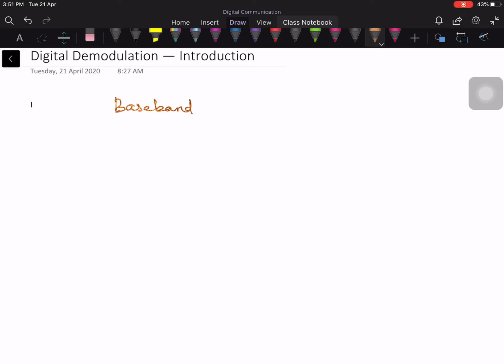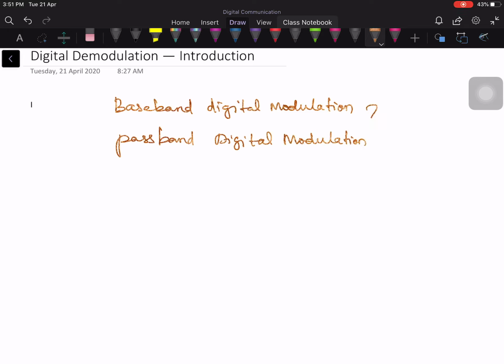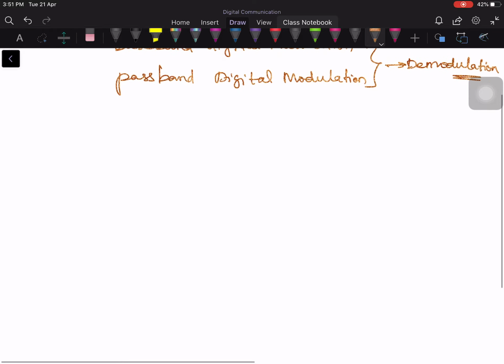Baseband digital modulation and passband digital modulation. So we have these two types of modulations. Till now we have discussed them. Now we are going to discuss demodulation of these two types of modulated waveforms. So how to demodulate this? So we come to demodulation.